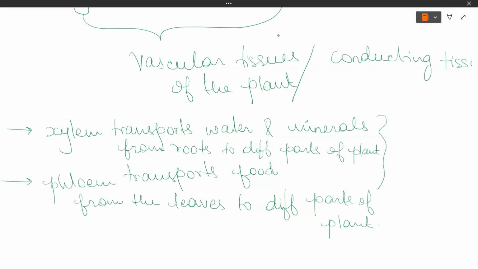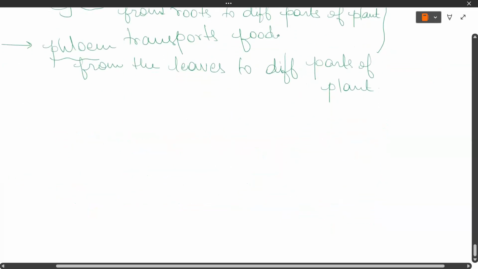Now see, what happens in the case of plants, since some plants are shorter in height, those plants do not require a lot of conducting tissues. In those plants, diffusion can help in transportation. But as the plant's height increases, the requirement of a proper transport system is there, and then xylem and phloem perform that function. So is it clear? Very good.